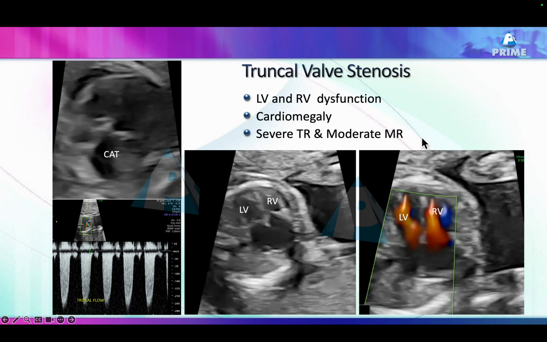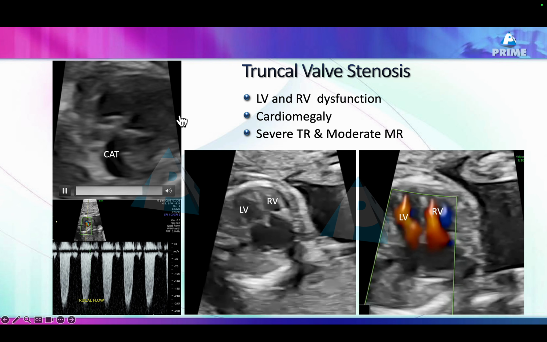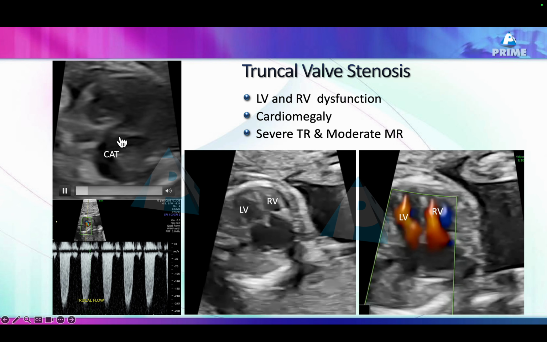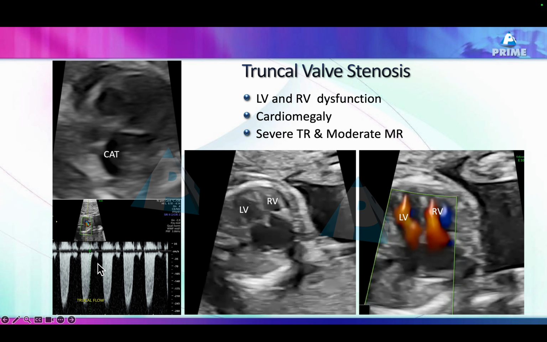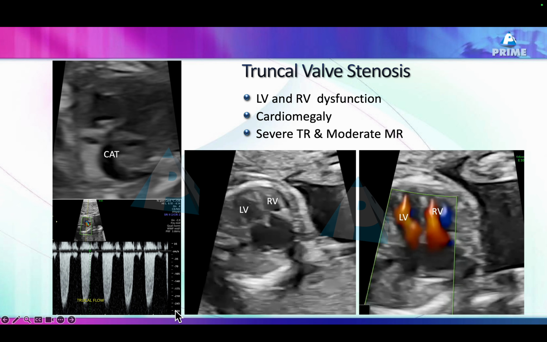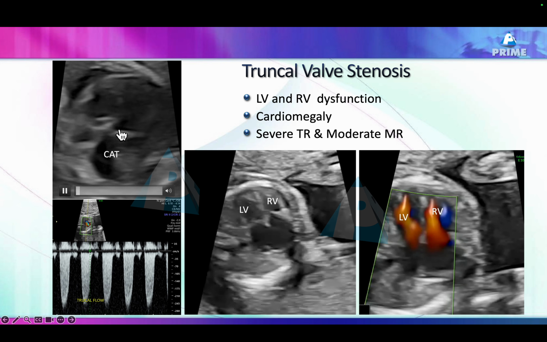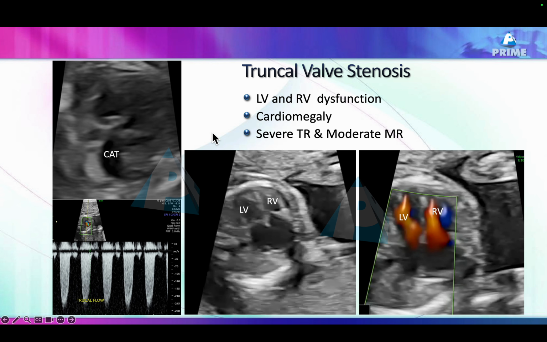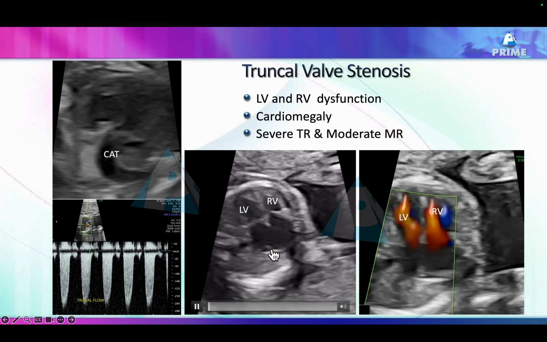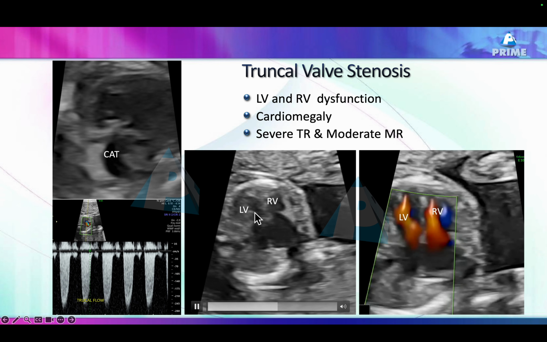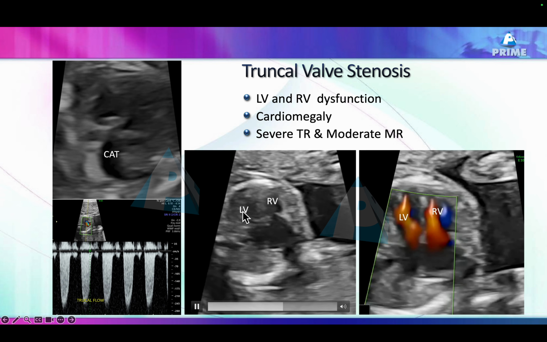We can have a truncal stenosis, which is extremely uncommon, and we have one case where we had a severe truncal stenosis. You see this truncal valve which is thickened, and this is the common arterial trunk, and you see the velocity across the truncal valve. Look at the velocity, it is about 2.5 to 3 meters per second, which indicates a severe truncal valve stenosis. And the truncal stenosis actually led to a globular heart. The LV and RV were dilated, LA and RA also dilated, and they were dysfunctional with reduced ejection fraction.